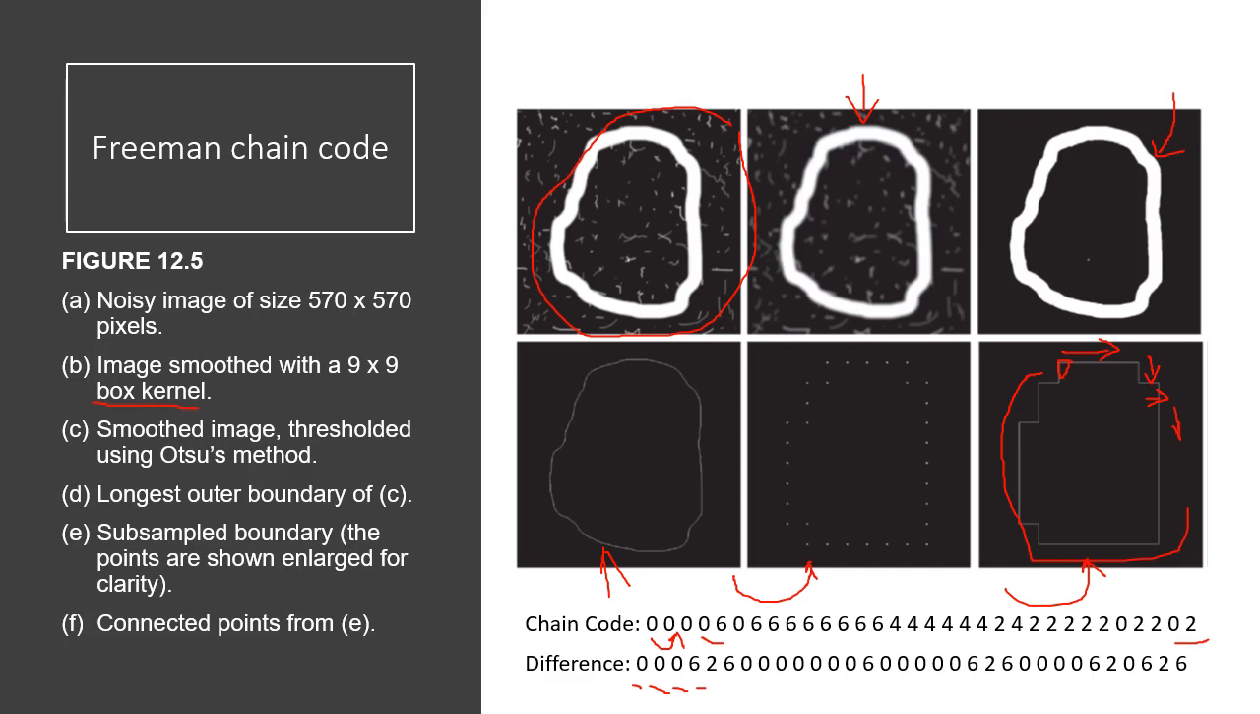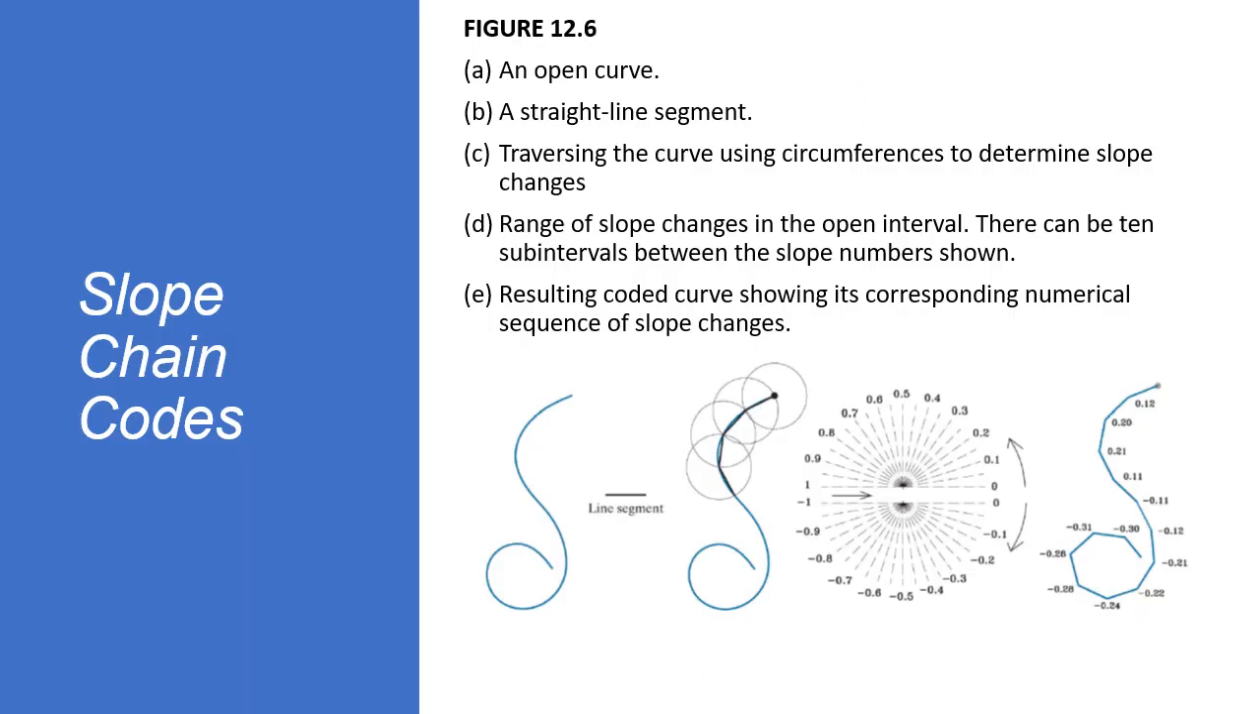Okay, so 0 to 6, yeah, the difference is 6. When we calculate the difference, we go in the anti-clockwise direction. Okay, we will see again the detail later on when we discuss the shape number. We now see a different kind of chain code. We start with an object. It is a curve, almost like an S.